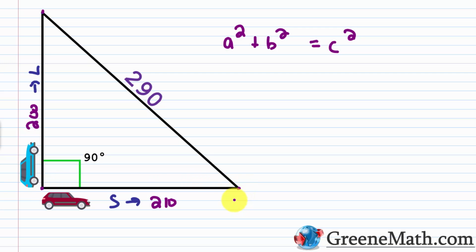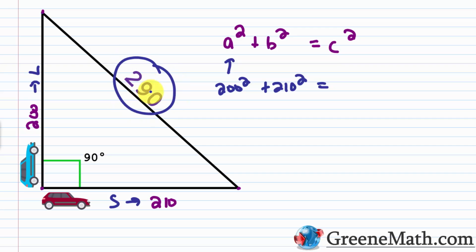So again, we know about the right triangle. If one leg is 200 and the other is 210, if we sum those two squares, it should equal this guy right here squared. So is that true? 200 squared is what? Punch that up on a calculator, you're going to get 40,000, okay? 210 squared, you're going to get 44,100.